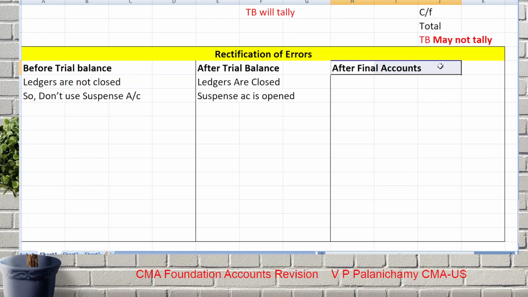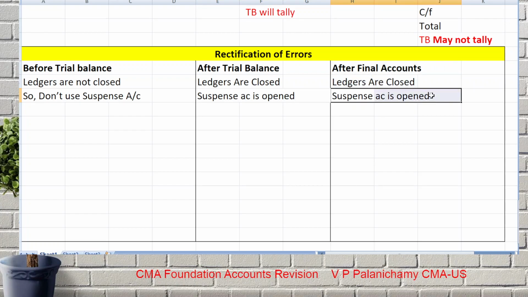If the errors are rectified after final accounts also, ledgers are closed, and the suspense account that is opened will be there in the balance sheet. To tally the balance sheet, what will we do? We will place the suspense account in the balance sheet. So the suspense account is opened. So when will you not use a suspense account? If errors are rectified before trial balance, you should not use what? Suspense account, because we would not have opened a suspense account. At what point is a suspense account opened? After trial balance or after final accounts. After trial balance, a suspense account will be opened. That will be carried to the balance sheet.